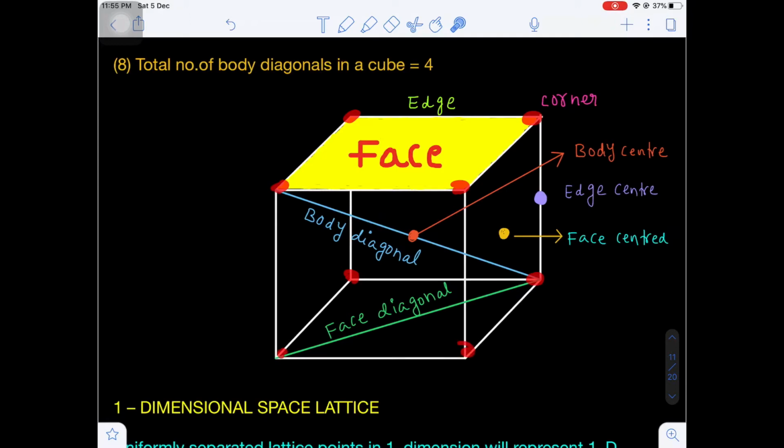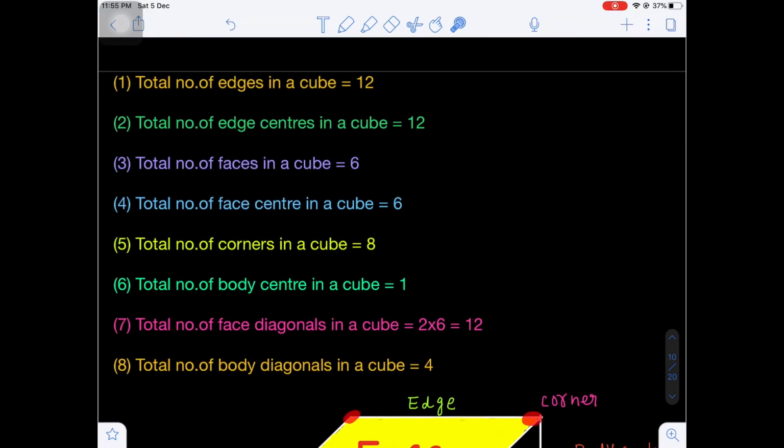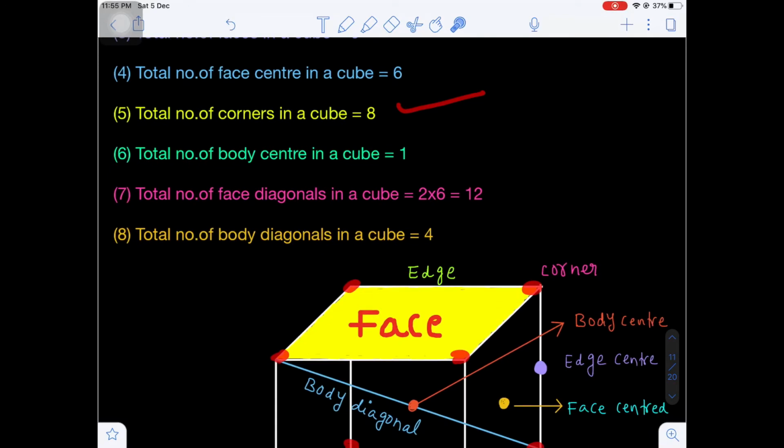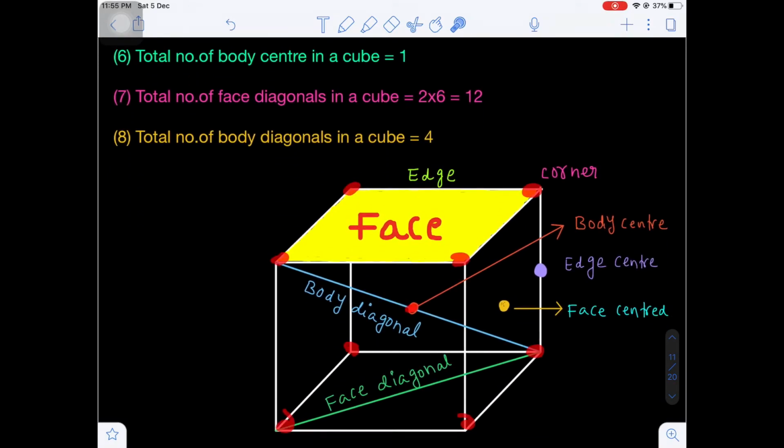How many corners in a simple cubic unit cell? 8 corners. And next, the body center. So there is only one body center. This body center is nothing but the center of symmetry. Are you getting my point?